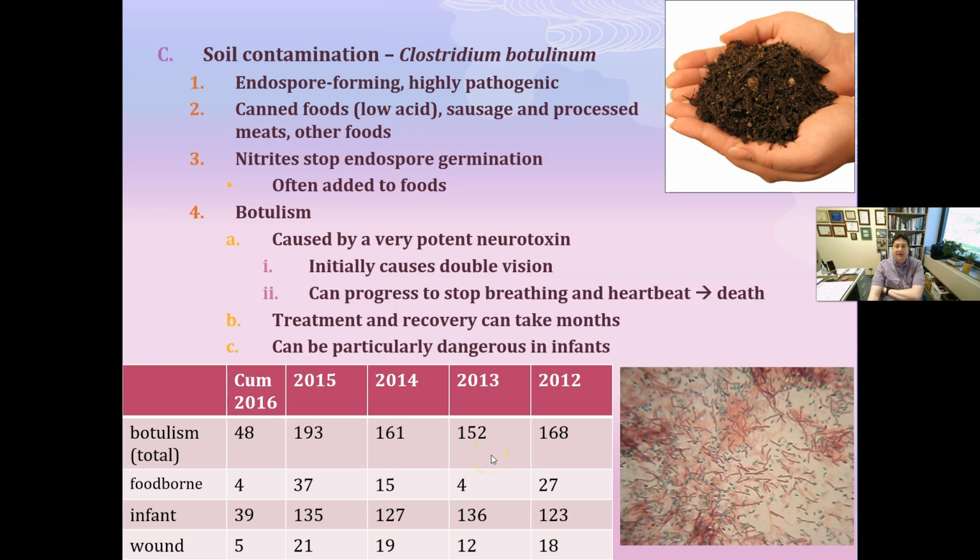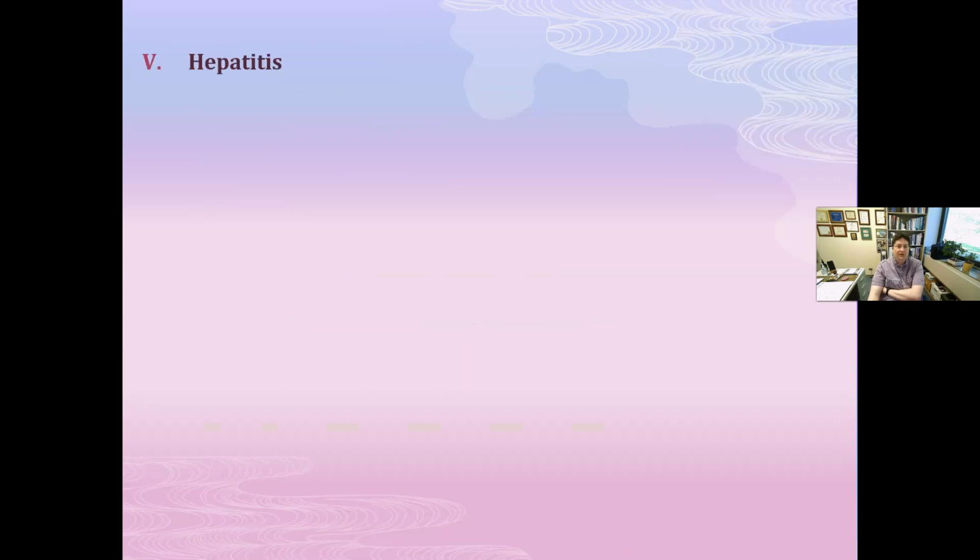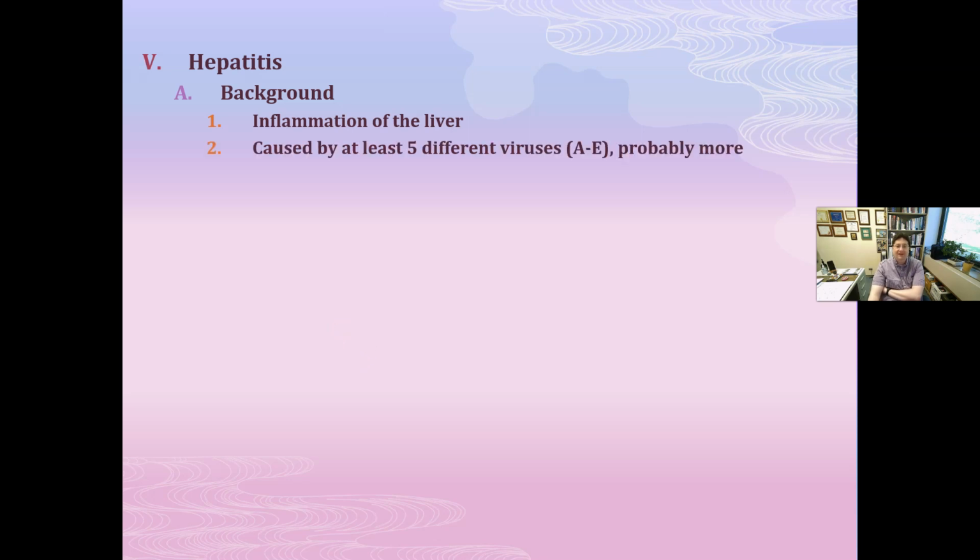Okay? All right, the last gastrointestinal disease I want to talk about is hepatitis. Now, hepatitis, remember that itis, inflammation of. Hepatitis is inflammation of the liver. Okay, hepa, referring to liver. Now, hepatitis is caused by at least 5 different viruses. You have hepatitis A, hepatitis B, hepatitis C, hepatitis D, and hepatitis E, and probably more that we don't know about yet.